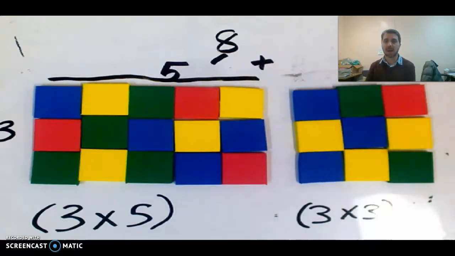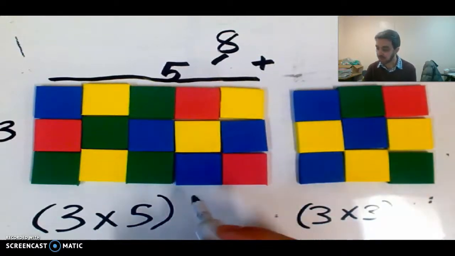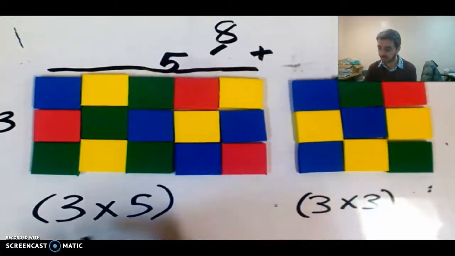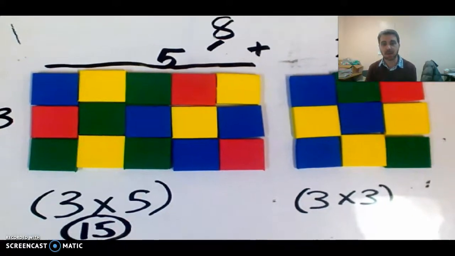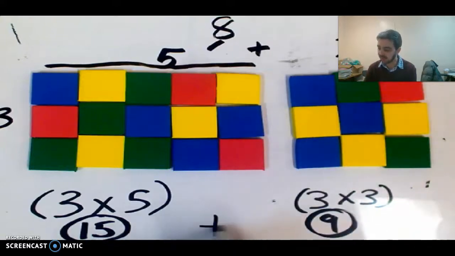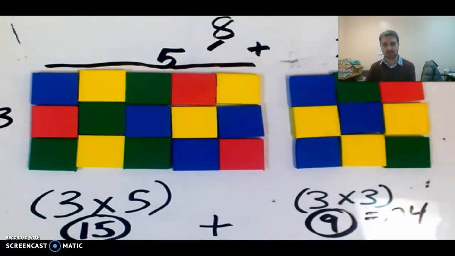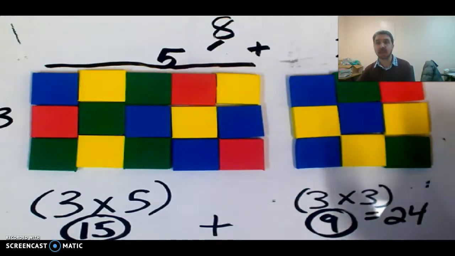So I may not know what 3 times 8 is, but I might know what 3 times 5 is, which is 15. And I might know what 3 times 3 is, which is 9. And if I add 15 plus 9, I get 24. So now I know that 3 rows of 8 is the same as 24. That's kind of crazy, right?